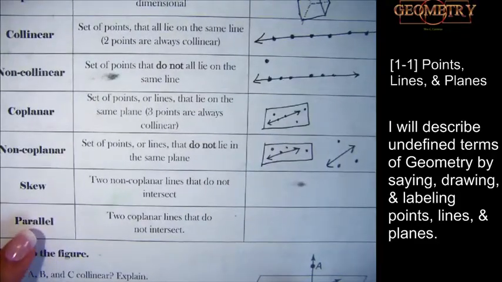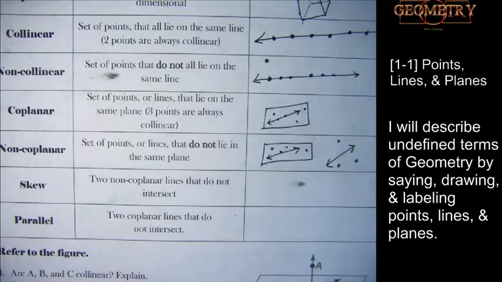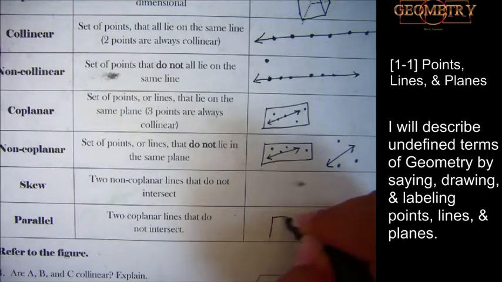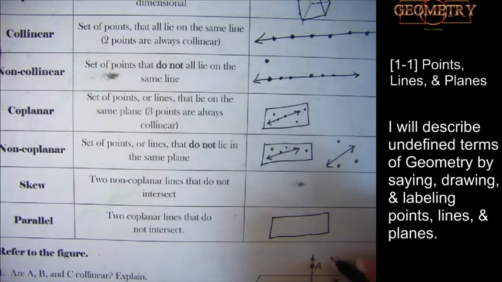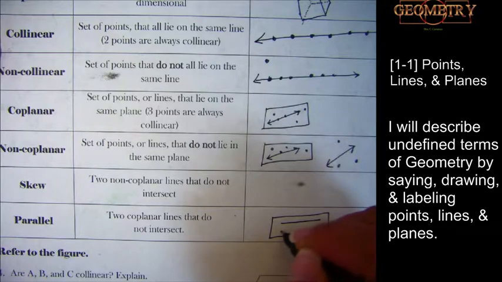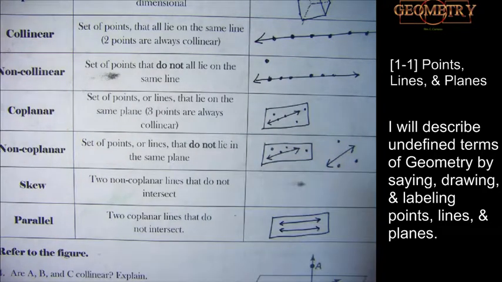Let's handle the word parallel first. Y'all said parallel lines don't touch, and I said we're going to strengthen that definition a little bit. Coplanar lines that do not intersect are parallel. So if I have a plane like this, a sheet of paper, and I've got 2 lines drawn on it, and they're drawn in such a way that they're never going to touch, they're considered parallel. Okay?